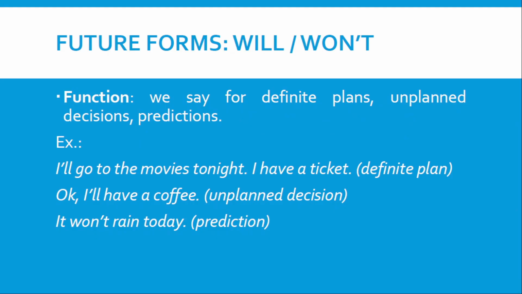In this situation. The last example, it won't rain today. This is a prediction, right? Think about when you look outside your house and you see the clouds, right? The clouds are very clear today. It's a sunny day, for example, so you can mention this. It won't rain today. You have this prediction for the future.